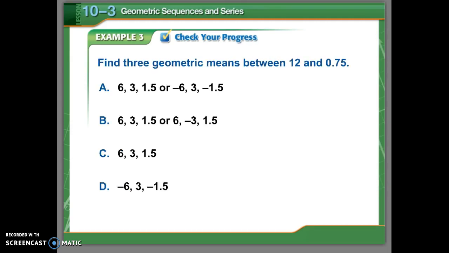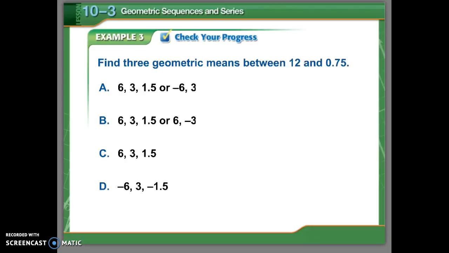All right, here's a check your progress problem based off the same concept. Go ahead and pause the video, work the problem out, and the answer will be on the next screen. Okay, this time the answer is choice A. The pattern, the common ratio would be 1/2, or thinking about it, that means you're dividing by 2 each time.